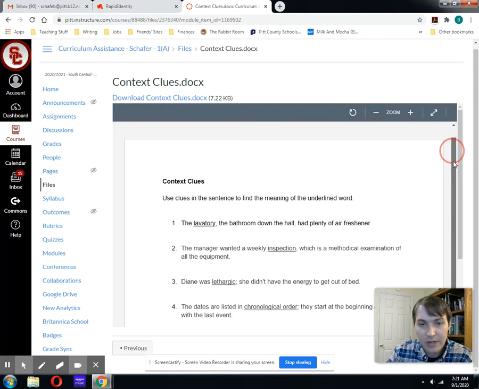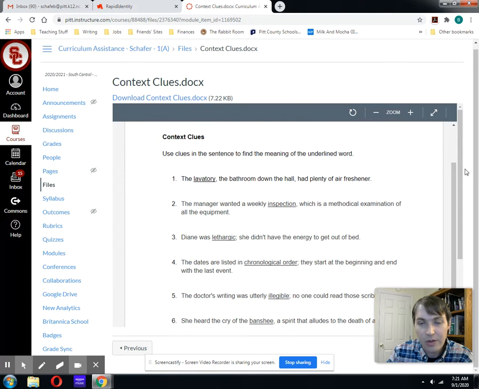There are a couple different kinds of context clues. The one that we're going to be working with today is called definition, and it's a kind of context clue where the sentence literally tells you what the word means, or gives you some very strong hints about it after the word comes up.